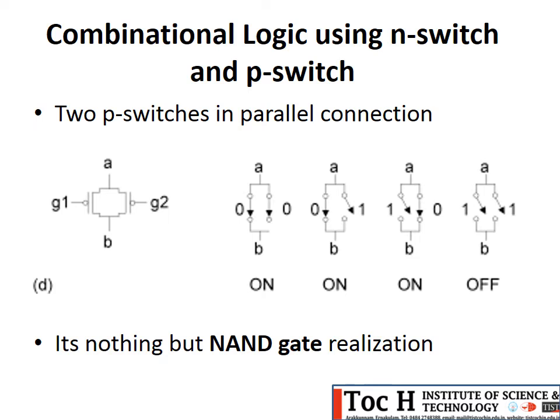Now what happens when two P switches are in parallel combination? When two P switches are in parallel combination, we are actually realizing the NAND gate function. So with this basic combinational logic realization, we can realize any logic function. In your university exam, they will give a digital logic function to realize, and we need to realize it with these basic principles.